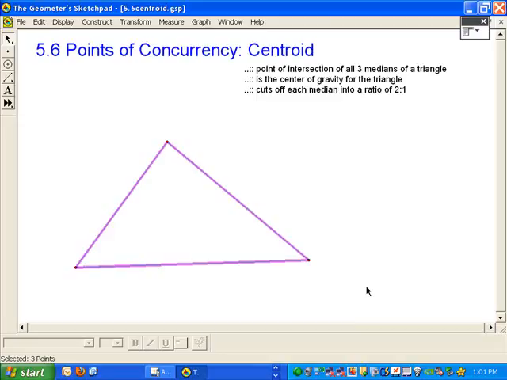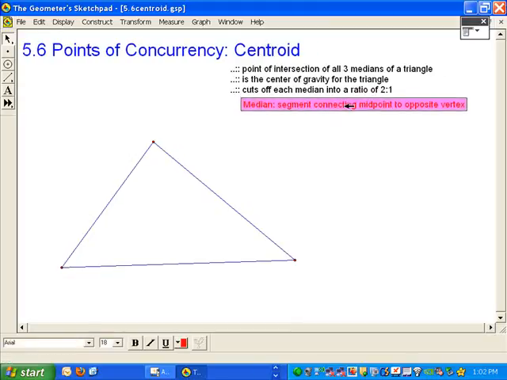The centroid is the point of intersection of all three medians of the triangle. So let's talk about the median. The median of a triangle is the segment that connects the midpoint to the opposite vertex. So if you find the midpoint for all three sides and then connect each one in a line segment to the opposite vertex, you will find your centroid.